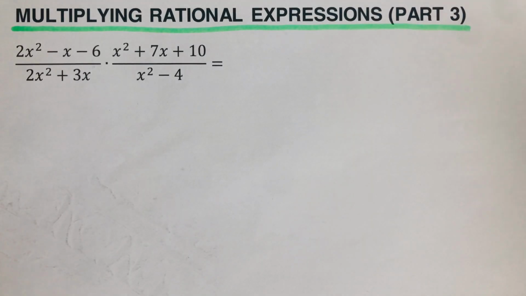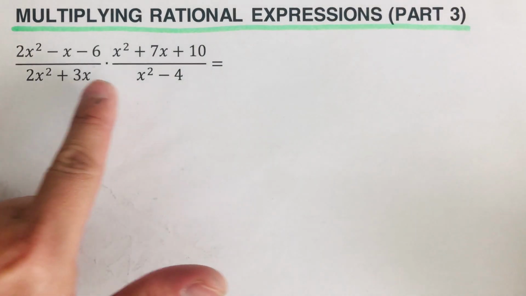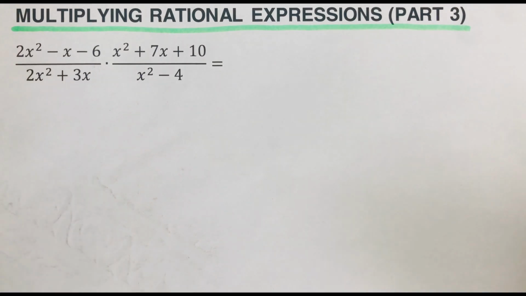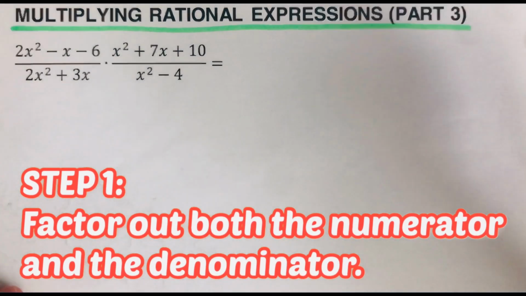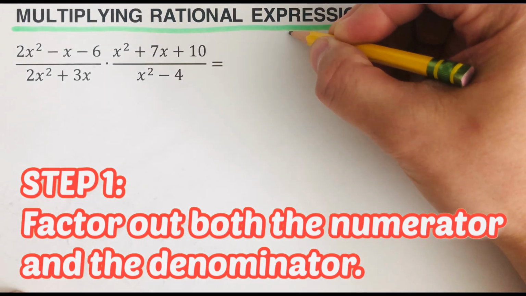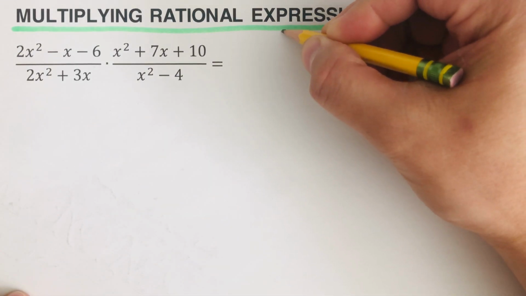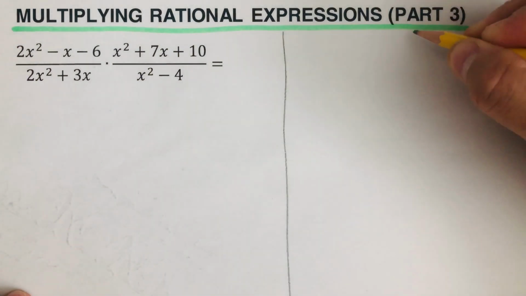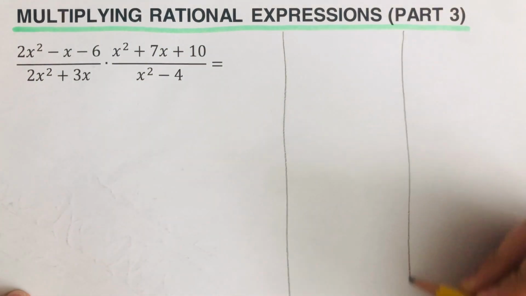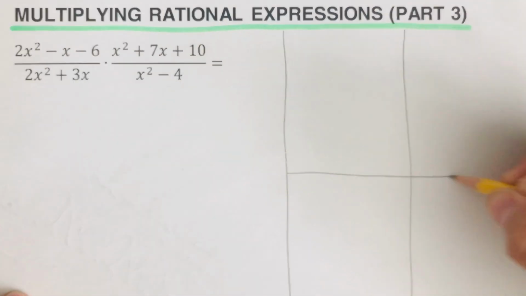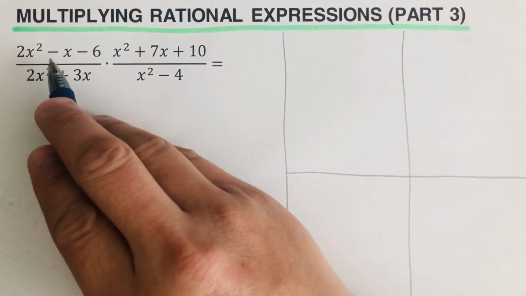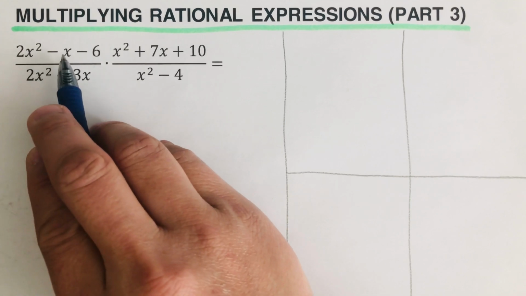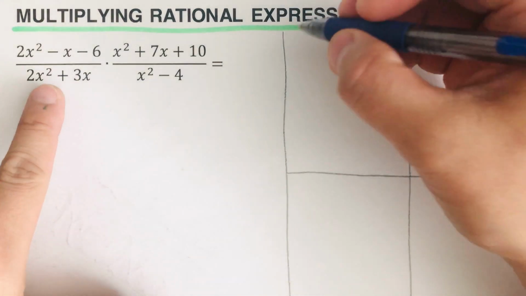Okay, going back to the example right here, before we can multiply this, there are steps that we need to follow. The first step is to factor out both the numerator and the denominator. So I'm just going to show the work on how we can factor the numerator and the denominator on the side right here. Okay, so we're going to start with this one. Since this is a trinomial, we can factor this out using the box and diamond. So then I have to show the work up here.